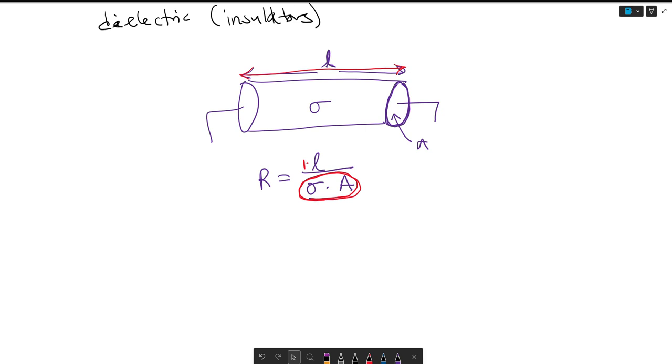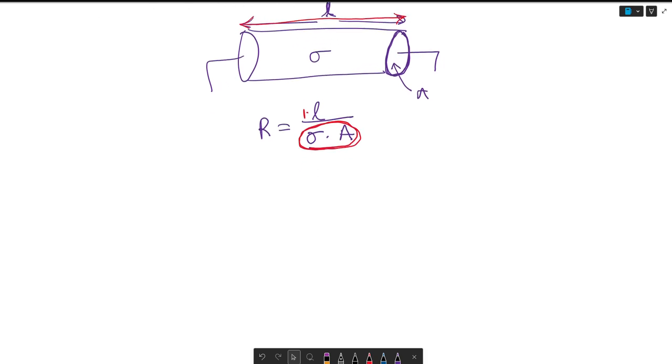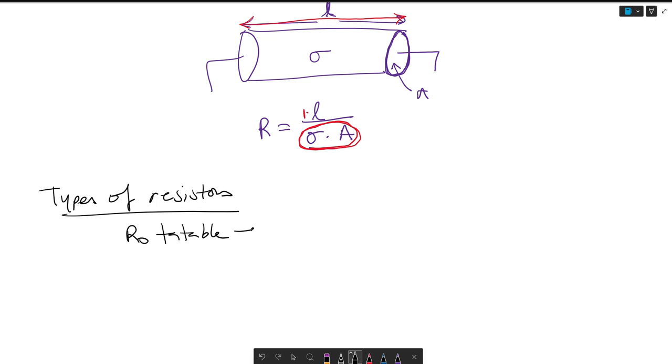There are a few types of resistors. Specifically, some types of resistors you may see are rotatable resistors, and these are shaft potentiometers.